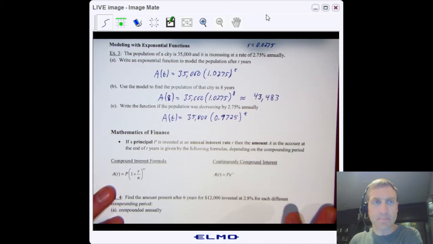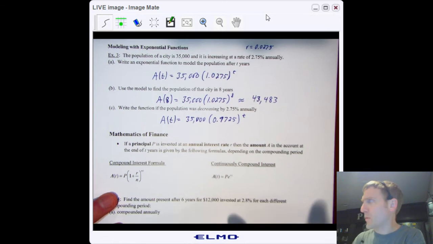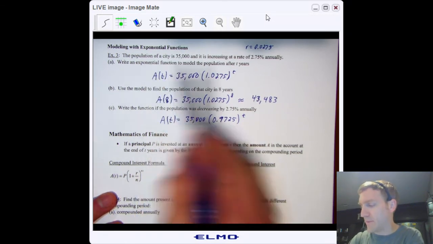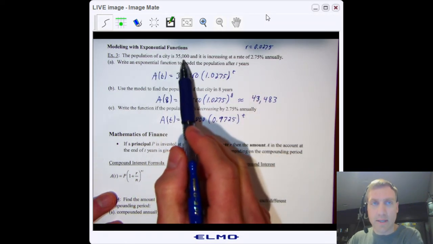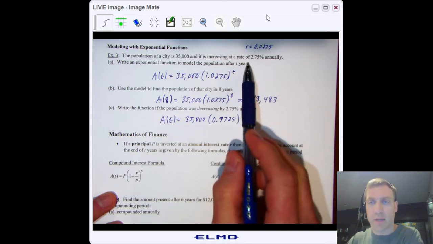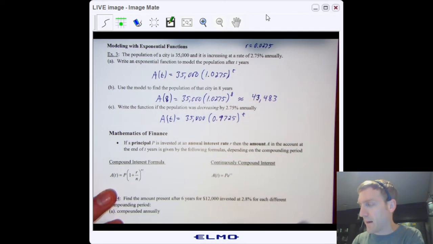Okay? So your homework's going to have a lot of problems like that, where it just gives you the situation with an initial value and then a rate of growth or decay. Just make an exponential function to model it.